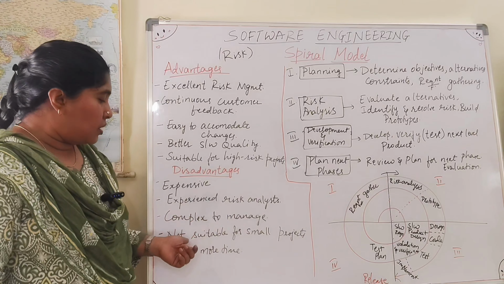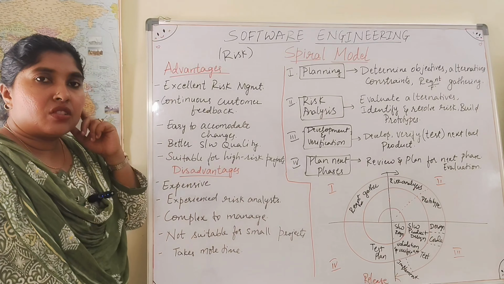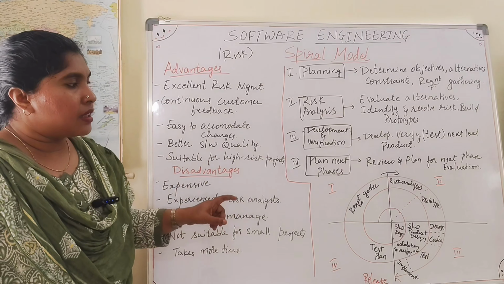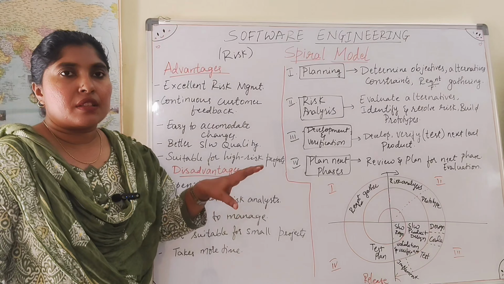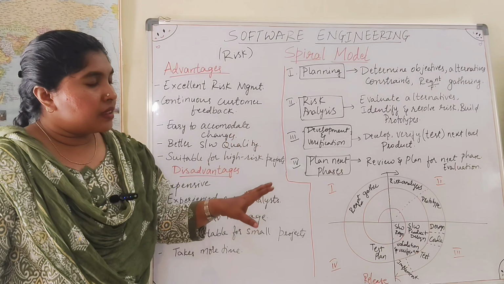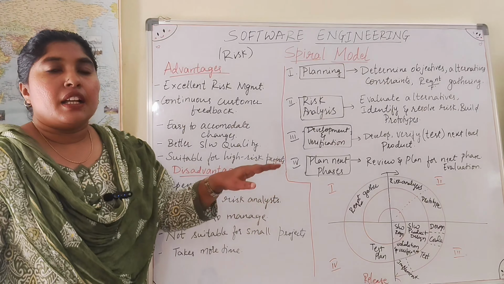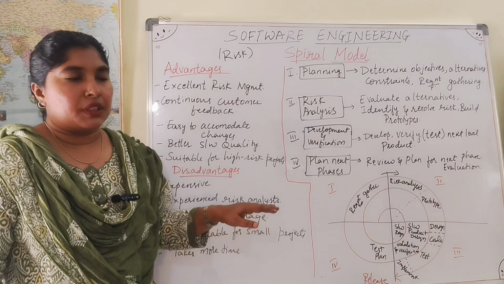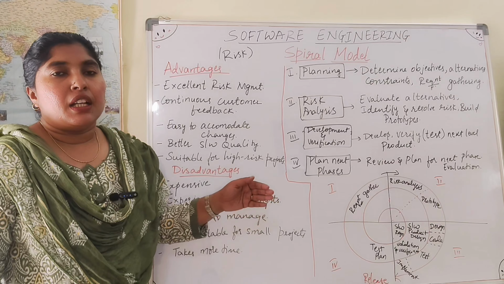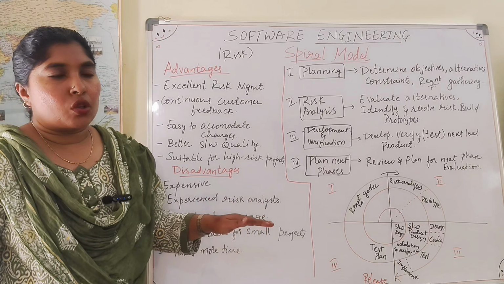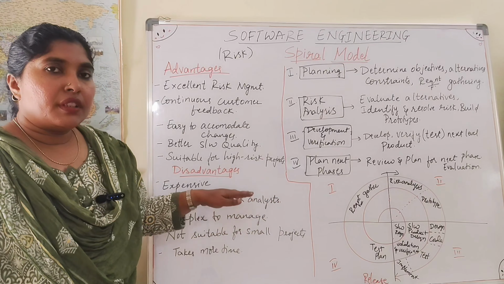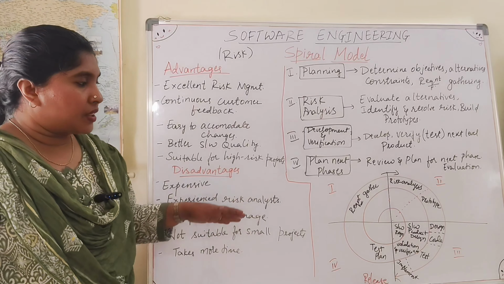That is a disadvantage. And complex to manage, as in every cycle, we need to collect the requirements. Next, risk analysis and associated prototyping model. And next, if they get approved with the prototype model, they have to start developing the code. After developing the code, next they have to plan for the next release.